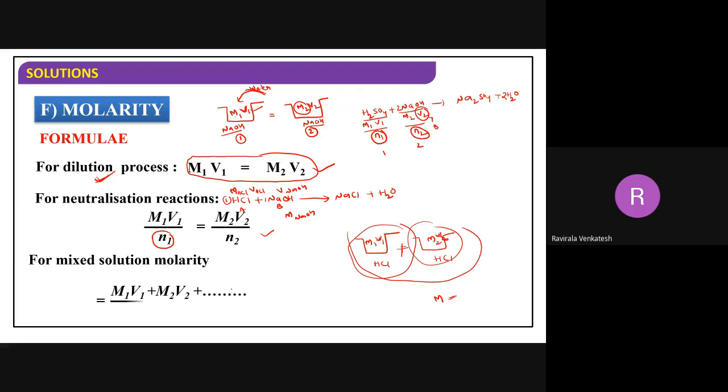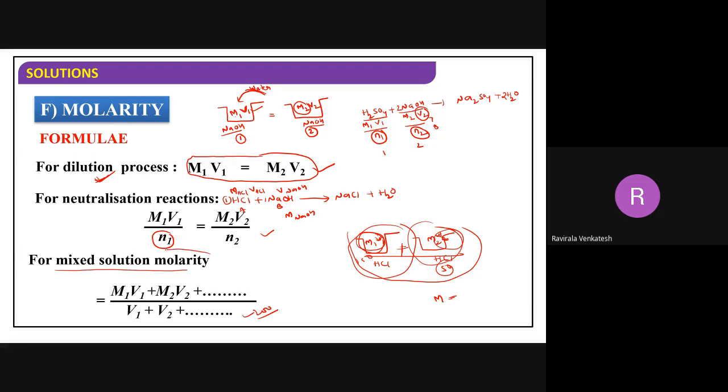In that case, you take this formula. M1 V1, this one you add, this one you add. Divide with what? Total volume. For example, if one is 150 ml and the other is 50 ml, add these 2, we get 200 ml. Again, M1 V1, M2 V2, we have to add. So this is for mixed solution.